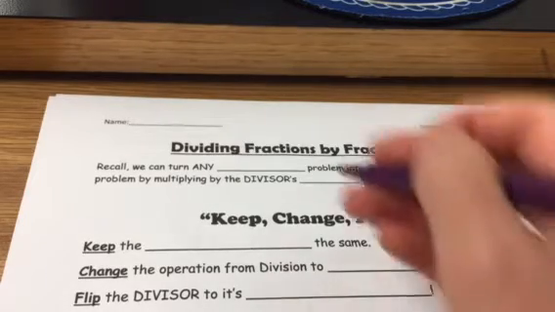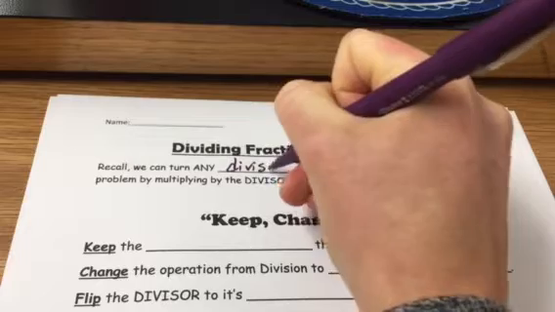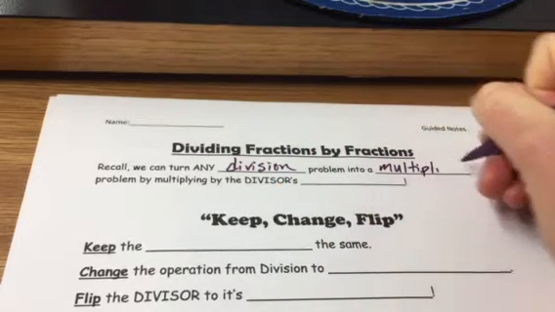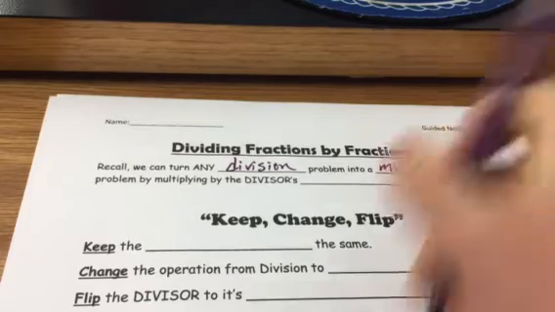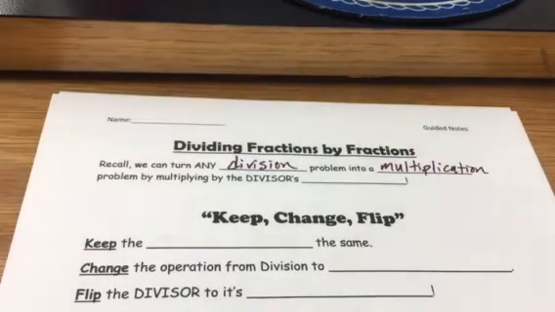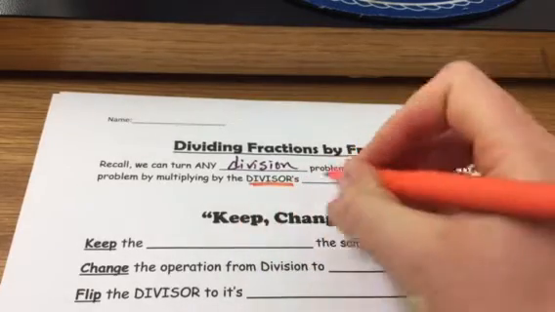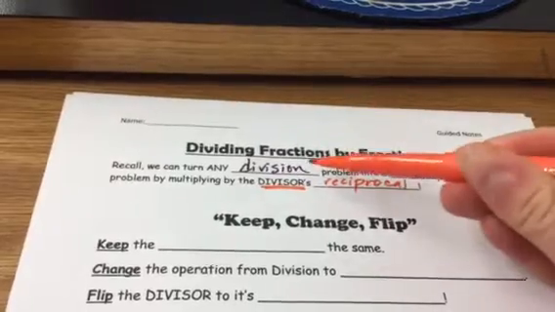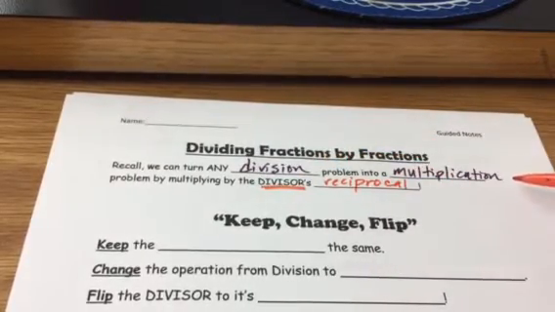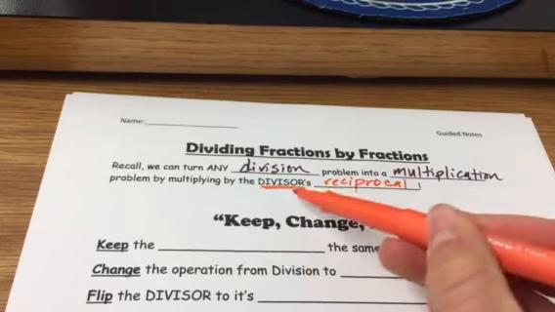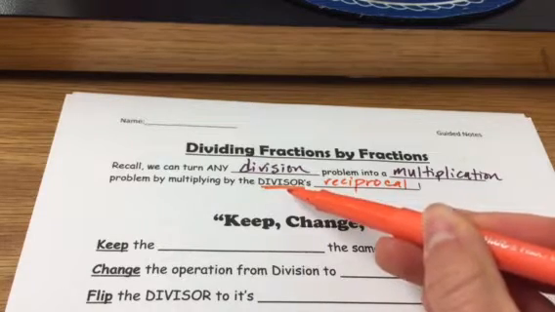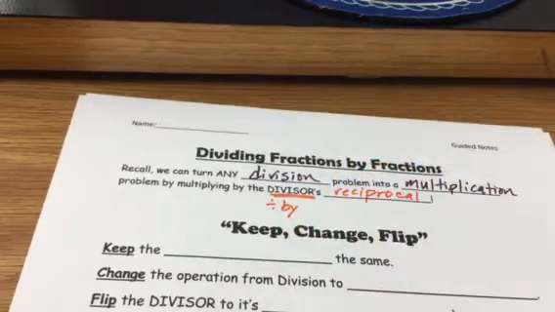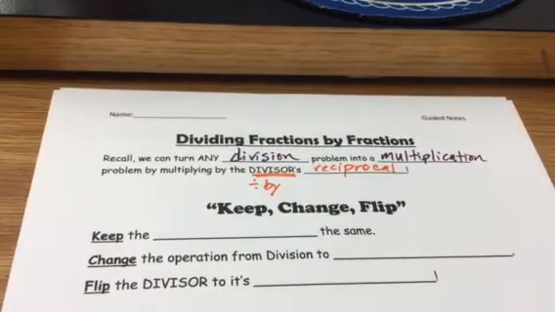So recall, we can turn any division problem into a multiplication problem by multiplying by the divisor's reciprocal. So if you decide to change your division problem into a multiplication problem, you're making a change there, you also need to change the divisor into its reciprocal. And remember, that's the number that you're dividing by. So whatever number you're dividing by is what you're going to change to its reciprocal.